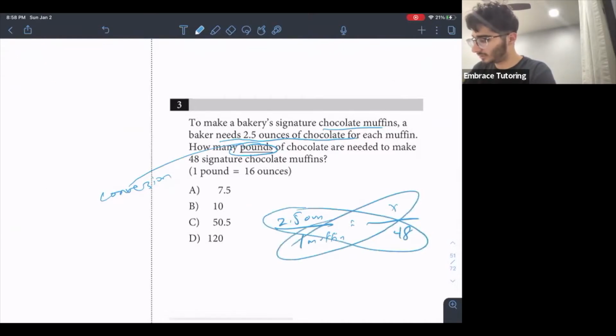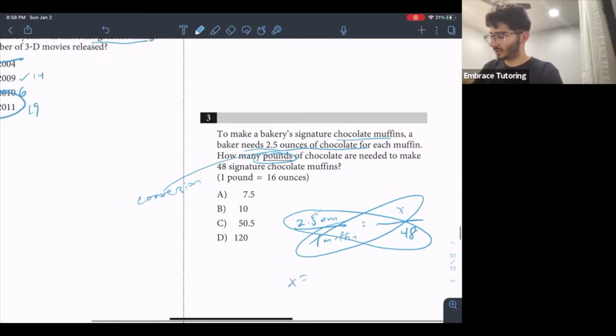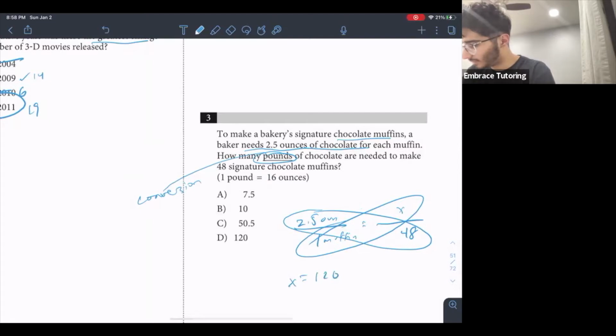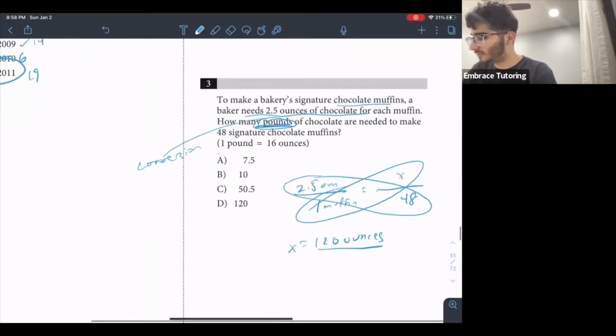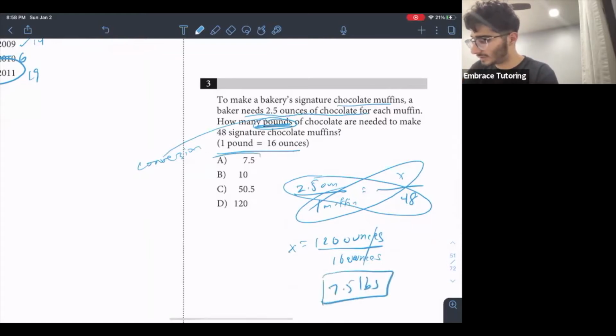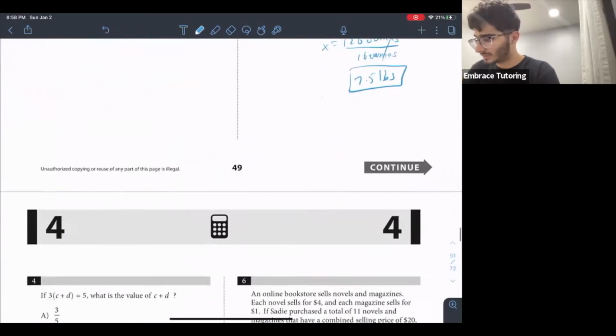And we can multiply the two to get x. This is the calculator section, so we can use a calculator. So 2.5 times 48 gives you 120. But remember, this is in ounces, and we need to find pounds. They give you the conversion, 1 pound is 16 ounces. So we can divide by 16 to get pounds. You get 120 divided by 16 to get 7.5 pounds. That is your answer. Next question.